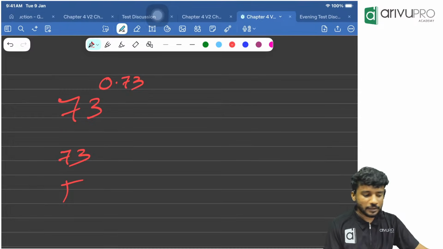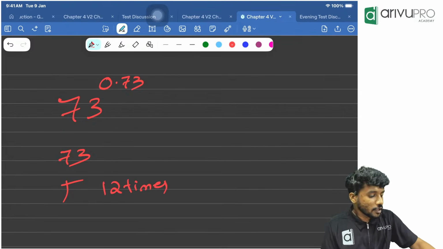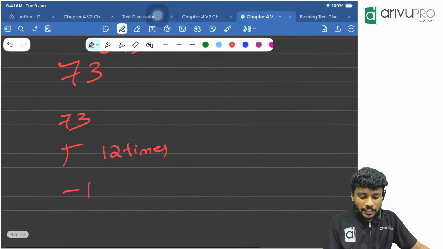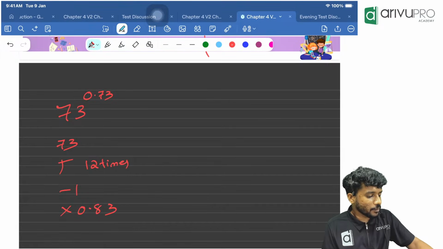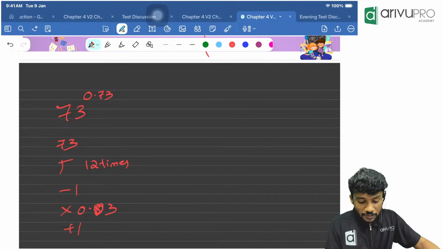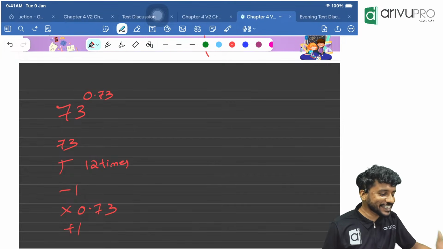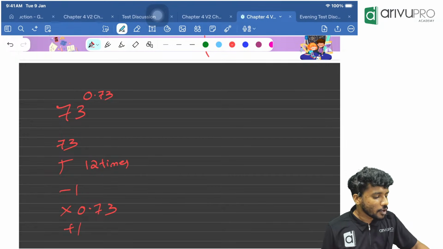Then root, how many times? 12 times. Click root for 12 times: 1, 2, 3, 4, 5, 6, 7, 8, 9, 10, 11, 12. Then minus 1. Then into power. How much is the power? Sorry, 0.73. Do it from the beginning. If you did it wrong, click the C button and start again, because if you multiply, it will go wrong. Into 0.73, start from the beginning.